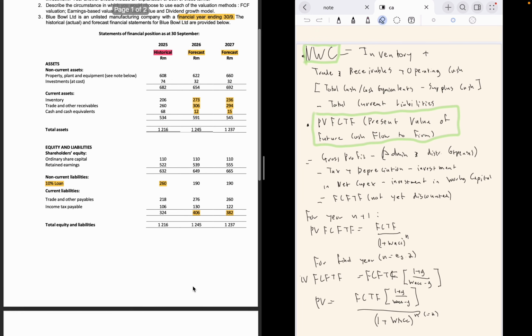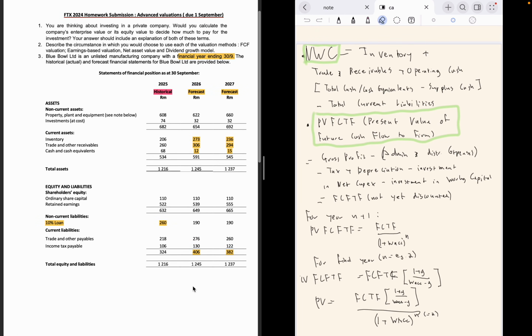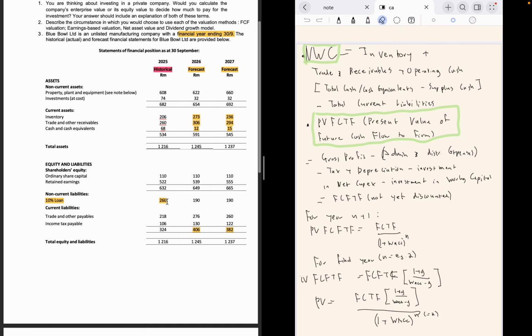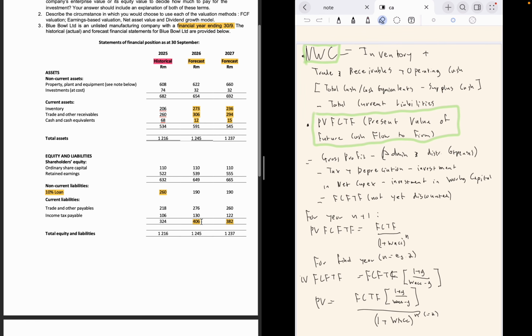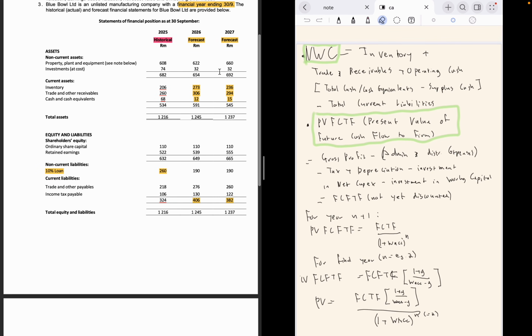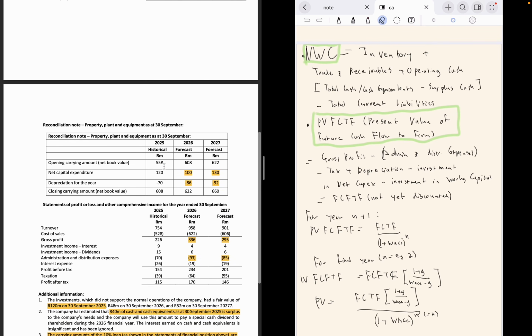What I've done here is I've highlighted all the information you actually need. So everything that's not highlighted, we don't really need, except for I think this, but let me just underline this. So what we will need is the current asset information. We will need this information about the loan. We'll need this information about the current liabilities for 2025 as well. So this is what we're going to need to do net working capital calculations.